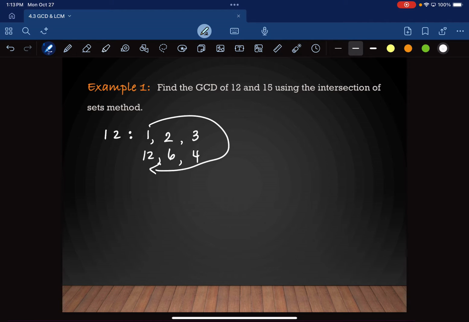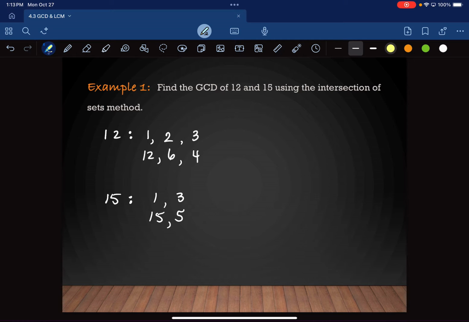Okay, let's do the same thing with 15. So 15, we start with 1, 1 and 15. What's the next smallest value that will divide 15? 3. 3 and 5. And then the only number between 3 and 5 is 4. Does 4 divide 15? No. So this is all of them, right? It's not a very long list.